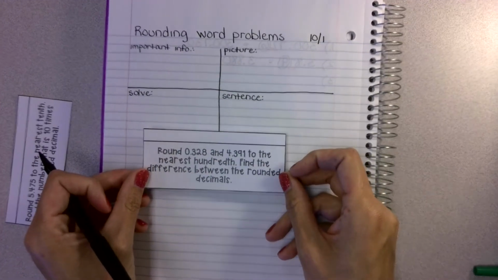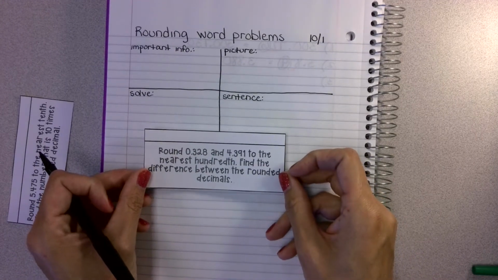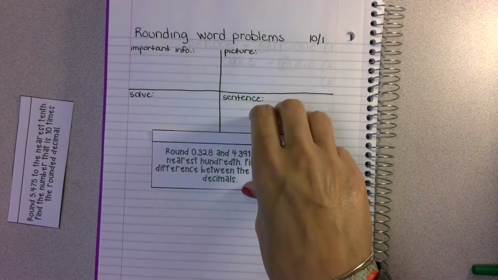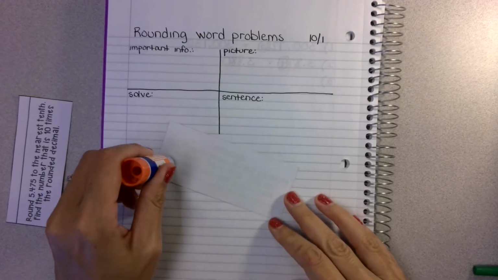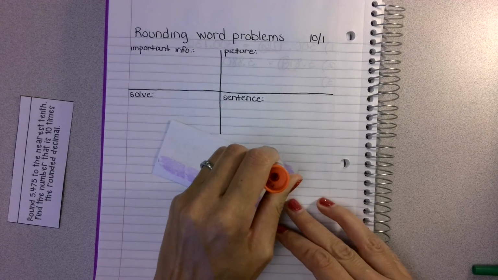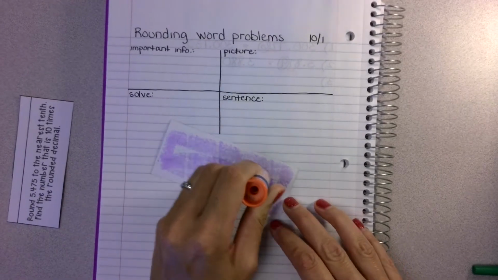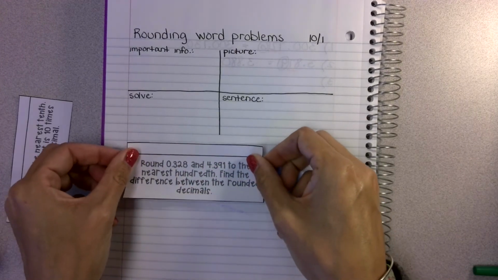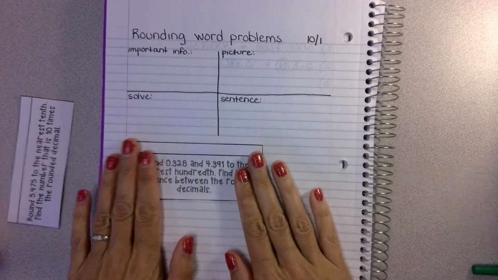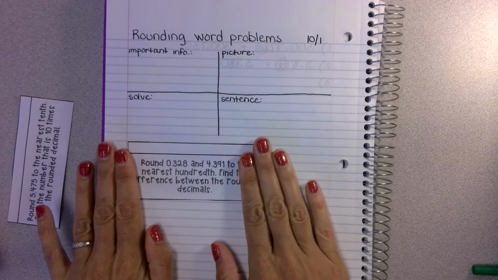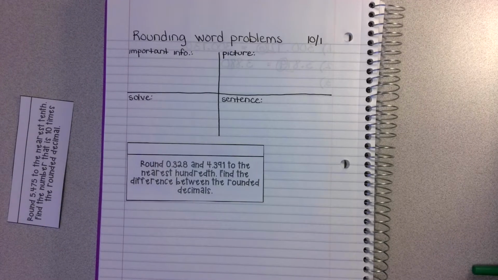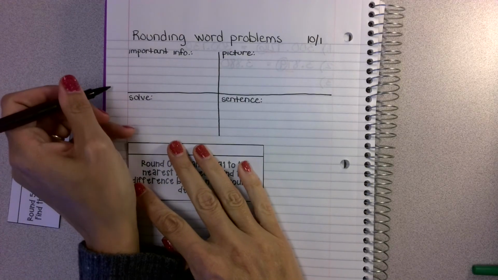So we have our word problems. We're going to do this one first. So find this problem. Go ahead and lay it down on your notebook. Since I already made that organizer, I'm just going to use that one. So we're going to put the word problem on the bottom of it. Okay, so this is number 1.